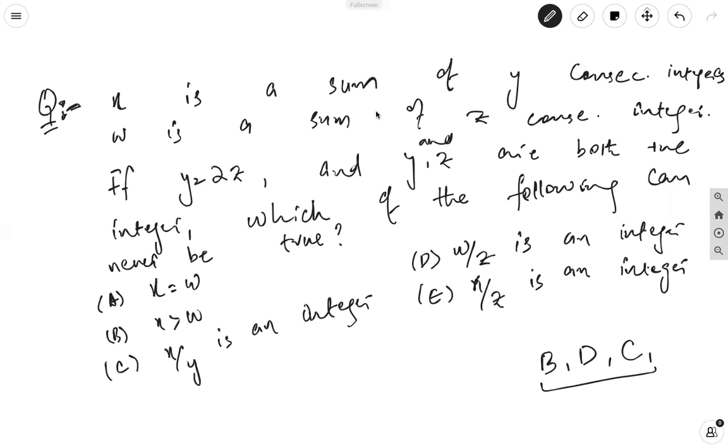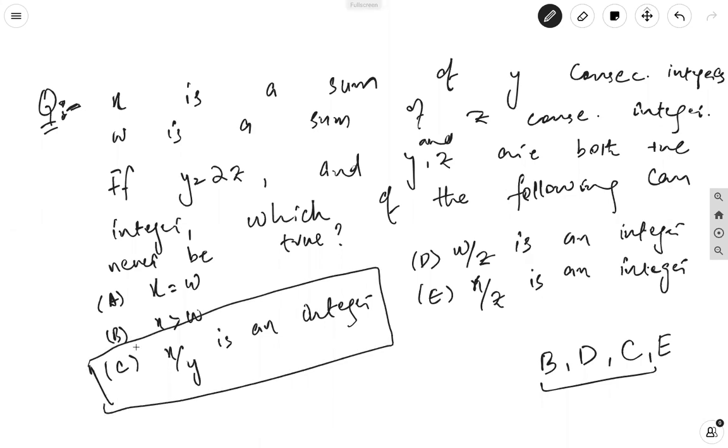We are left with A and E. Anyone with A and anyone with E? E. Oh, yes, with E. Now we are left with A. No one with A. This question is a very good question to understand this concept. Okay. I think the answer to this is C. We will discuss now how this is C.